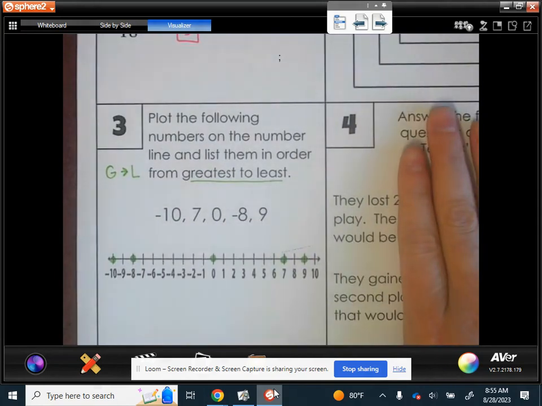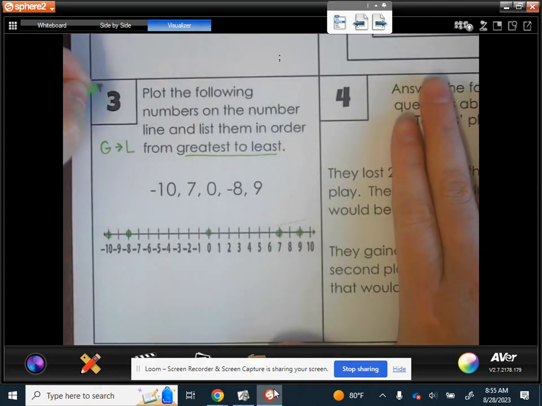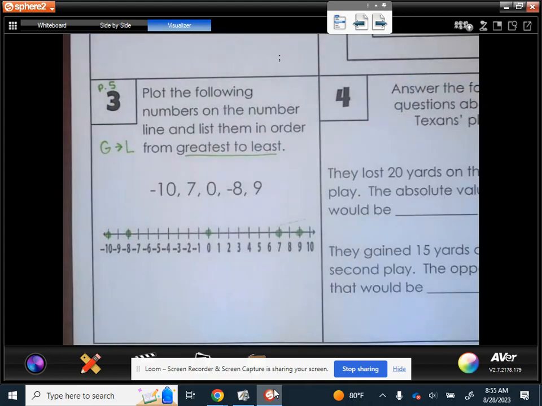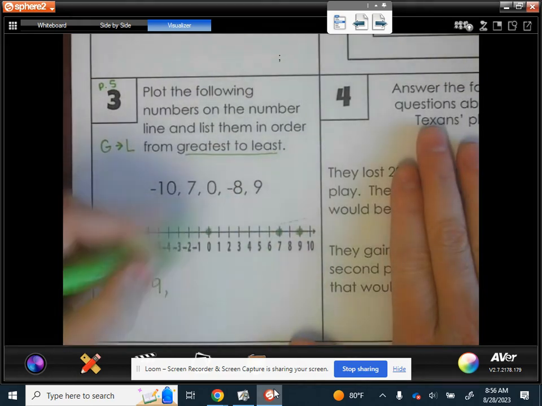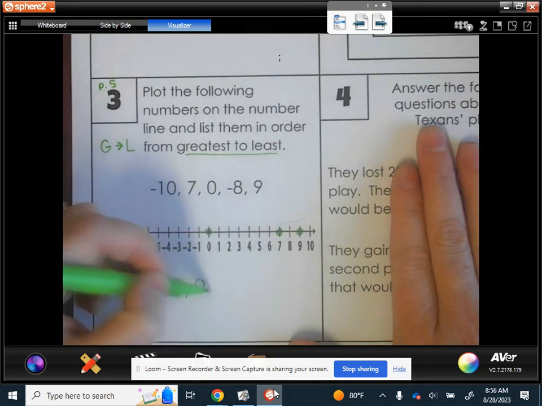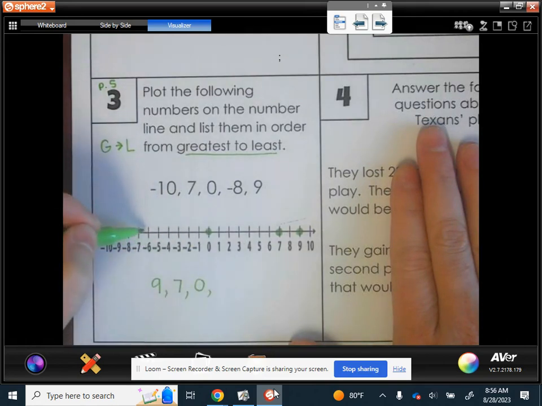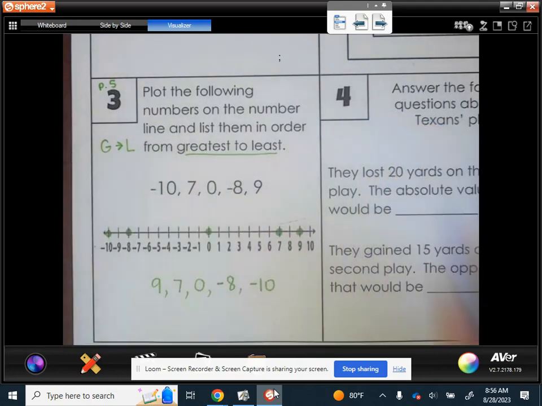So remember that least is on the left, and this is on page 5 of your notebook. Least is on the left, so if we're going greatest to least, that means we need to be starting on the right. So 9 is our biggest number, then 7, then 0. Now then we cross over into the negatives, and yes, negative 10 looks bigger than negative 8, but remember, we just have to keep going in order. Negative 8 is next. Negative 10 is actually our smallest number. Think about owing somebody $10. That would be the worst case scenario. And it's actually better to only owe $8.